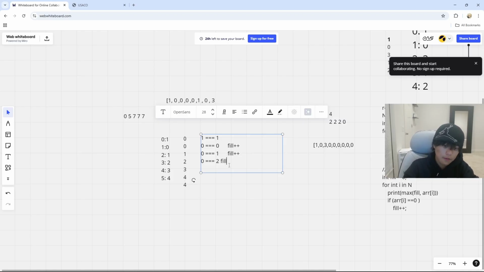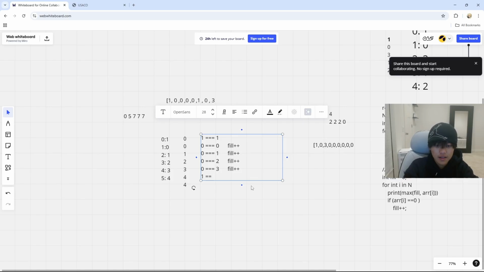Again, fill, because 3 was also 0. And then you do this one more time. Now it's 3. Again, we don't have the number 4, so we would add another one. Then here we do have the number 5. Just 1 though, right?